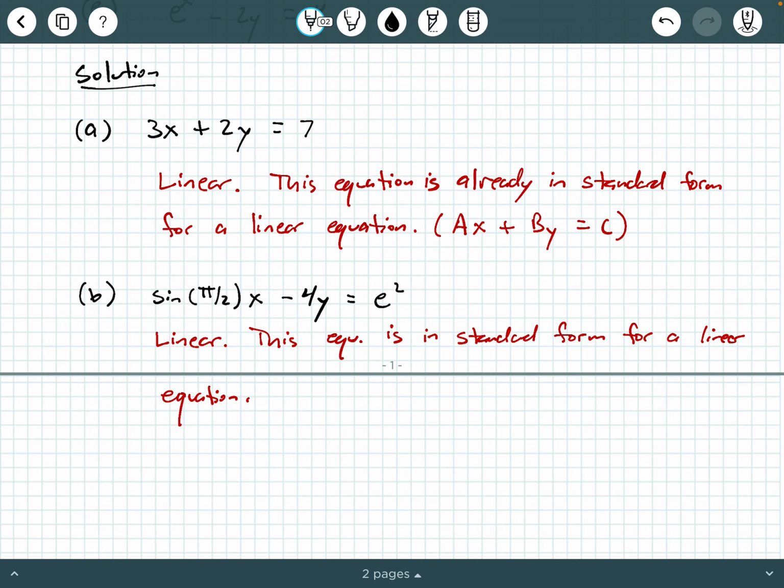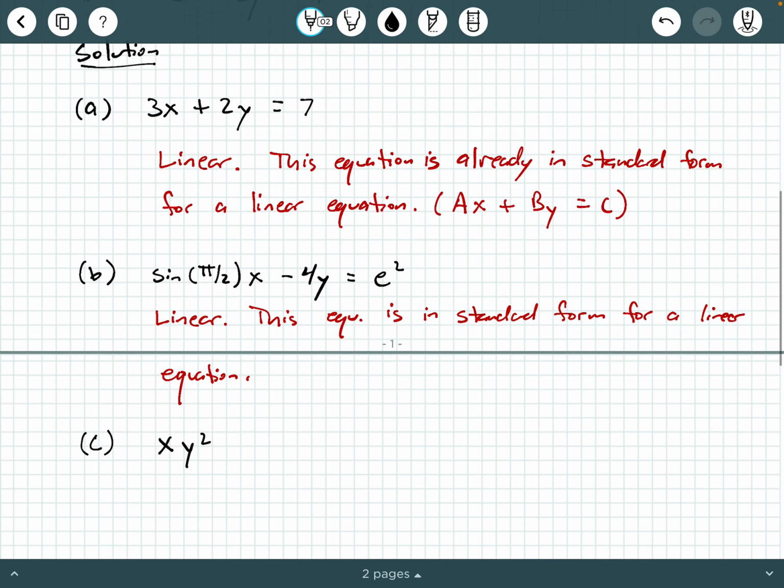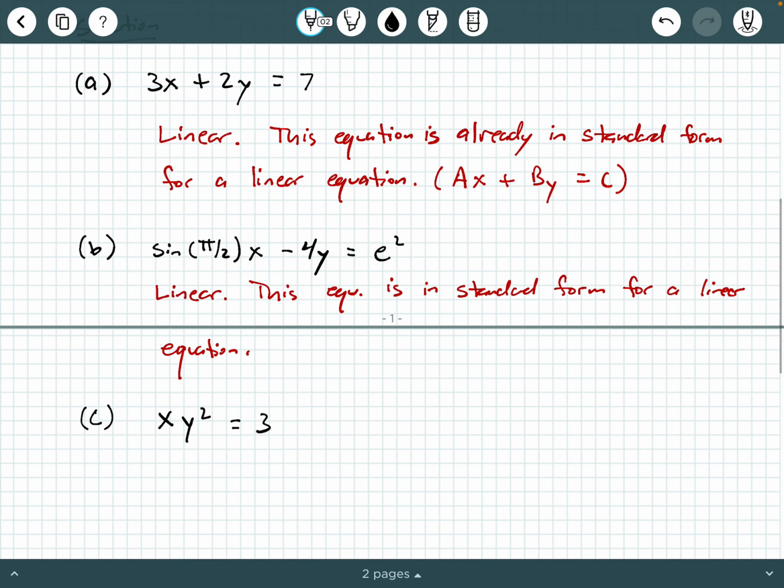What about equation C? Equation C is x times y squared equals the number 3. So is this linear or non-linear? Well, it turns out this equation is non-linear. And we can think of it as non-linear for a couple of reasons. The one reason is that x and y specifically are not related by a constant of proportionality. Because you have a y squared here, okay?